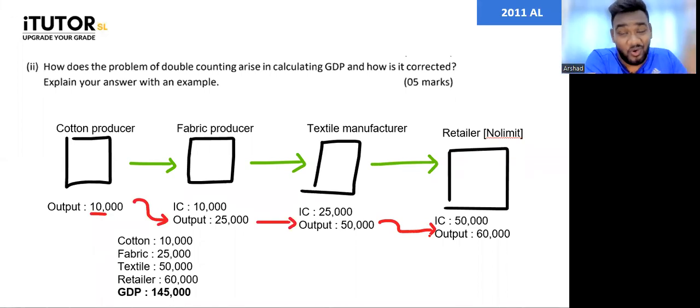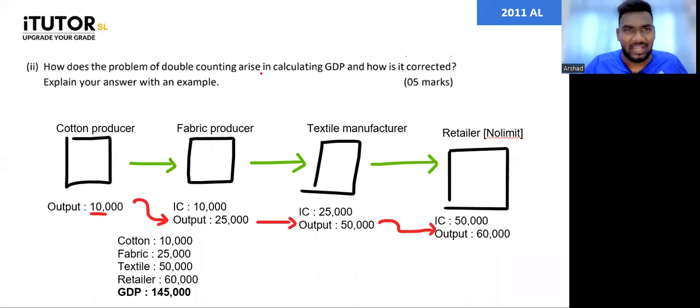So when you add all the outputs, then what happens? Then you end up double counting it. You end up counting the same thing a multiple number of times. And as a result, your GDP can be overestimated. That is what you call the double counting error.